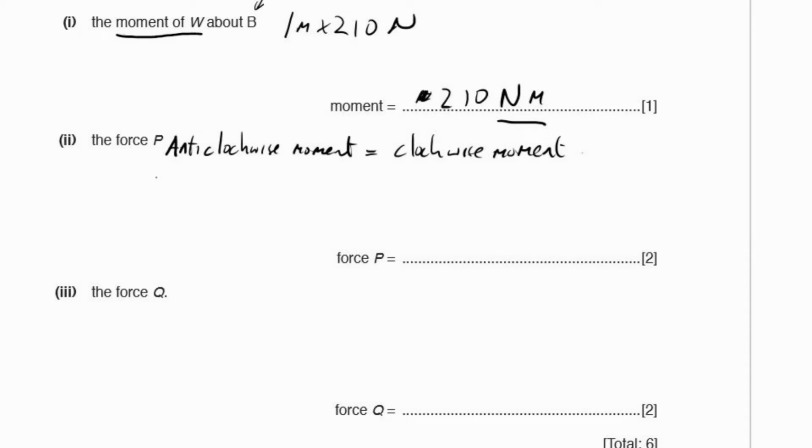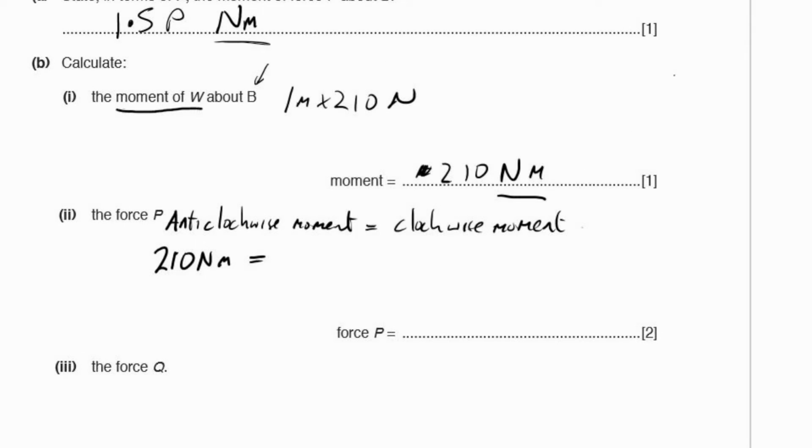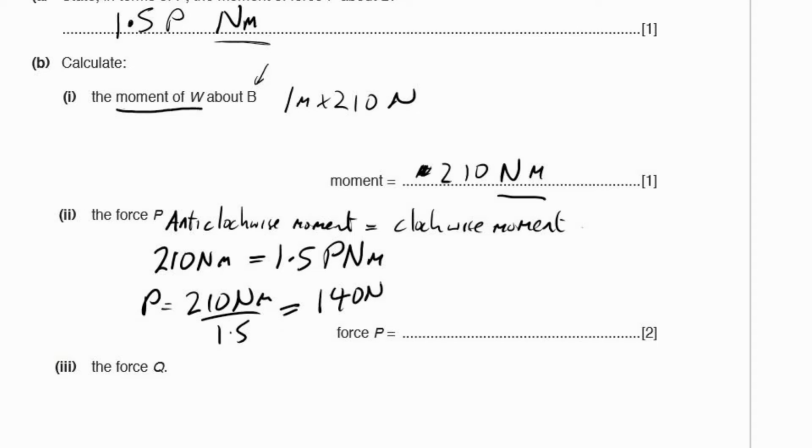That means that 210 Newton meters must be equal to 1.5 P Newton meters. So I divide 210 by 1.5 and I should get the value of P. Rearrange that for P. P is just 210 Newton meters divided by 1.5, which will give me a value of 140 Newton meters. And again, remember our units as we put it in.